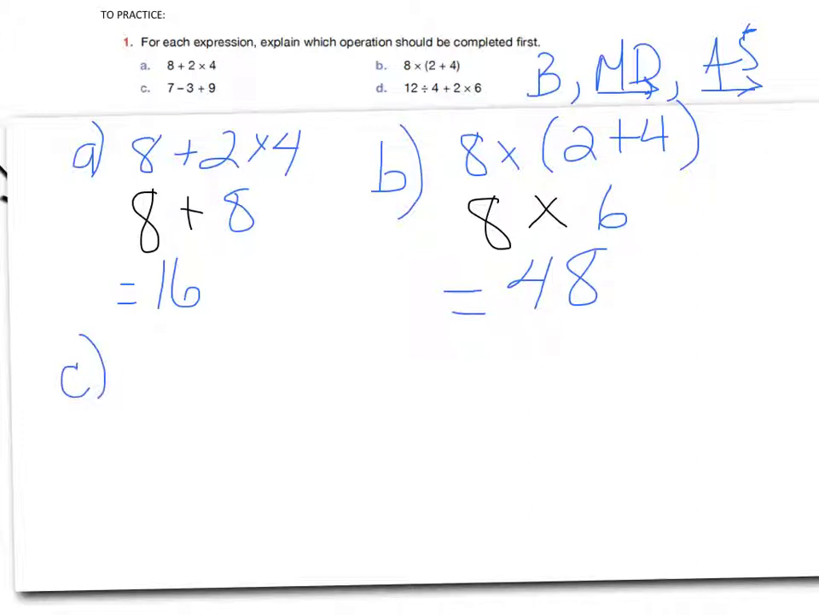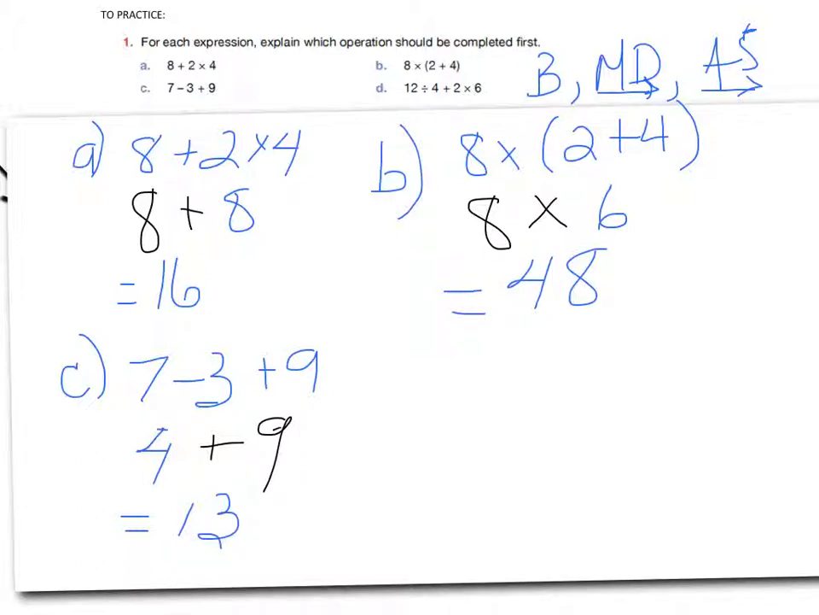C. 7 minus 3 plus 9. So I take a look. Any brackets? Nope. Any multiplying and dividing? Nope. Adding and subtracting? Yes. Left to right. So that means in this case I do start at the 7 minus 3, which is 4. I bring down the rest of the equation, plus 9. 4 plus 9 is 13. So 13 is my final answer.